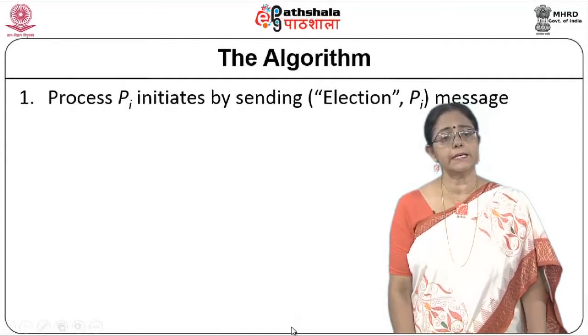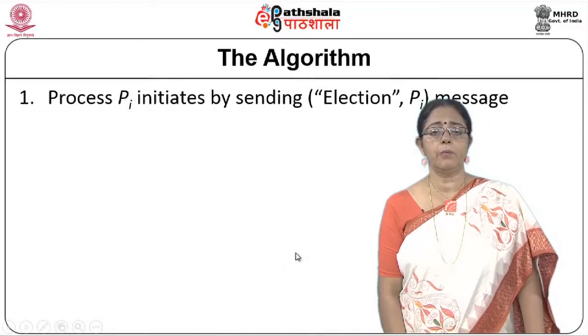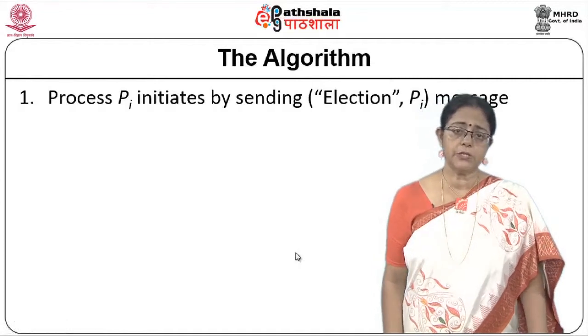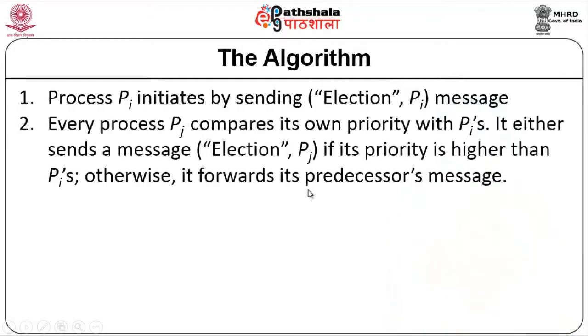Now, let us assume Pi initiates this election by sending the message (election, Pi) to the next node. That is, I am starting an election and my ID is Pi. Any process which receives this message (election, Pi), say the receiving process is Pj, will compare its own priority with the priority of Pi. Now, priority can be set to be anything.